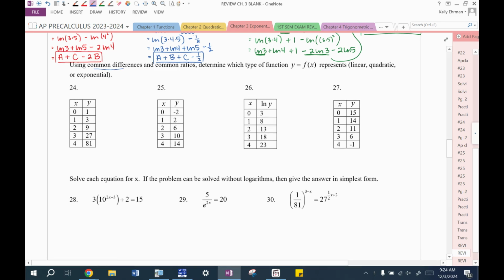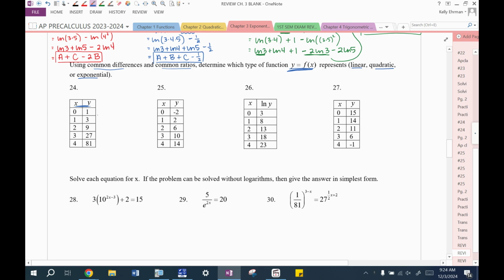Okay, use common differences and common ratios and determine whether the function y equals f of x represents linear, quadratic, or exponential. So the question is always, what is y? So take a look at these tables. If you're comparing x and y, you're looking for, are the x's and y's adding or subtracting the same number, or can you multiply by the same number to get to the next one?